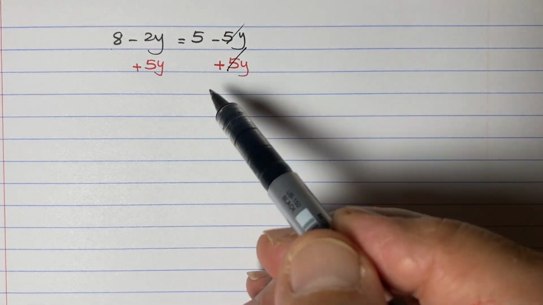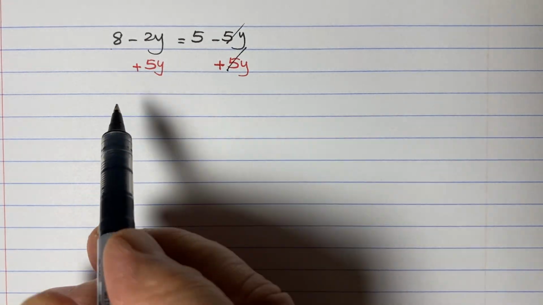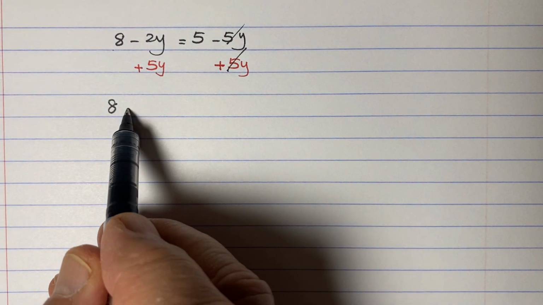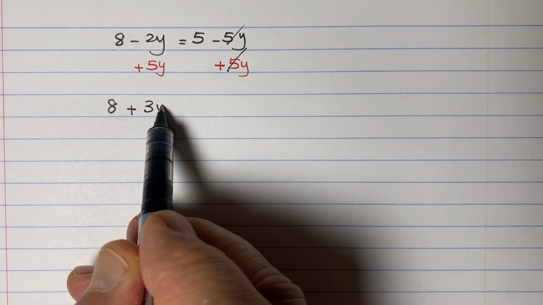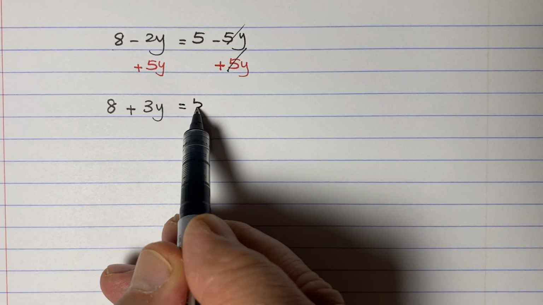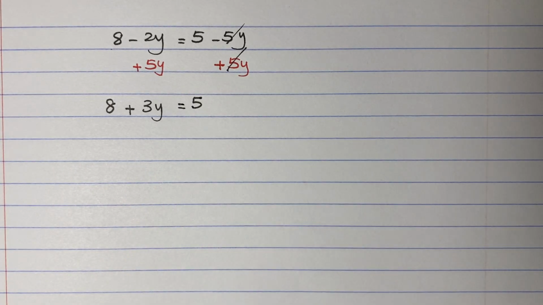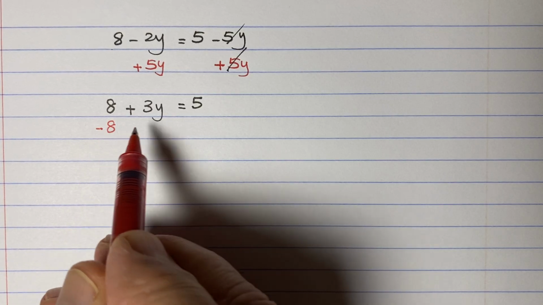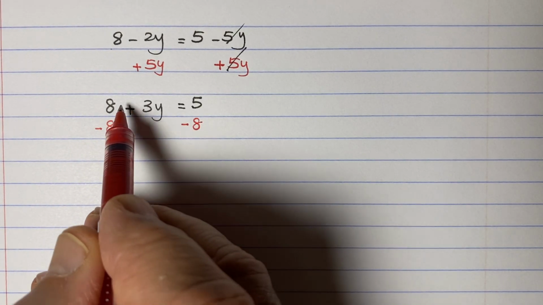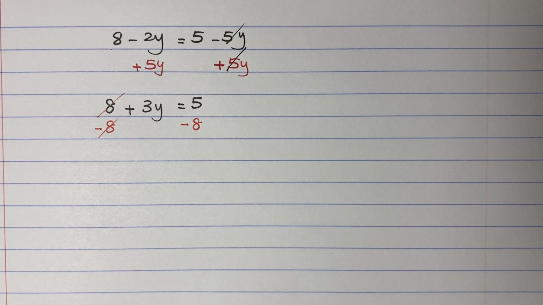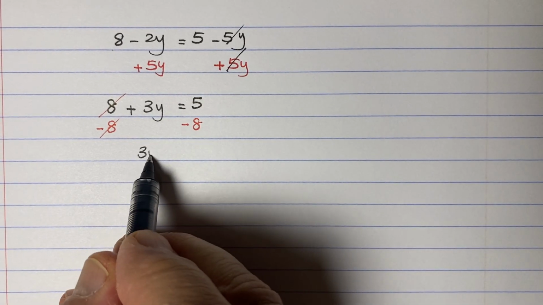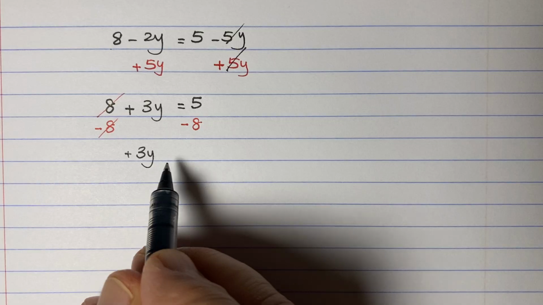Here, no y on this side. On this side we have 8 minus 2y, add 5y. That's plus 3y equals 5. Then remove 8 from both sides. So 3y equals minus 3, or plus 3y, doesn't matter.